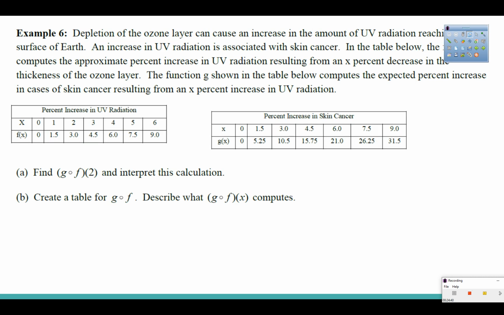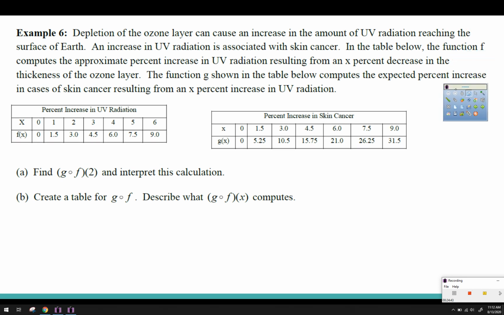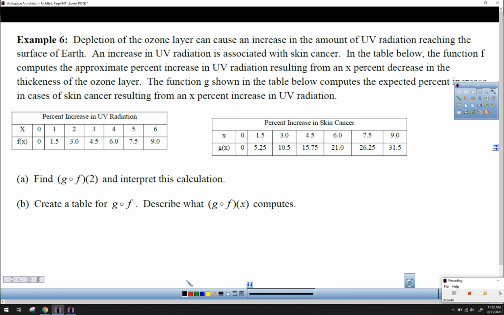All right. The last example is an application-based problem. And again, to try to put this into perspective and what we notice. For example 6, it says depletion of the ozone layer can cause an increase in the amount of UV radiation reaching the surface of the Earth. We know that. So we know there's a relationship between our ozone layer and the amount of UV radiation that enters the Earth's surface. As the ozone layer decreases, more UV radiation comes in.